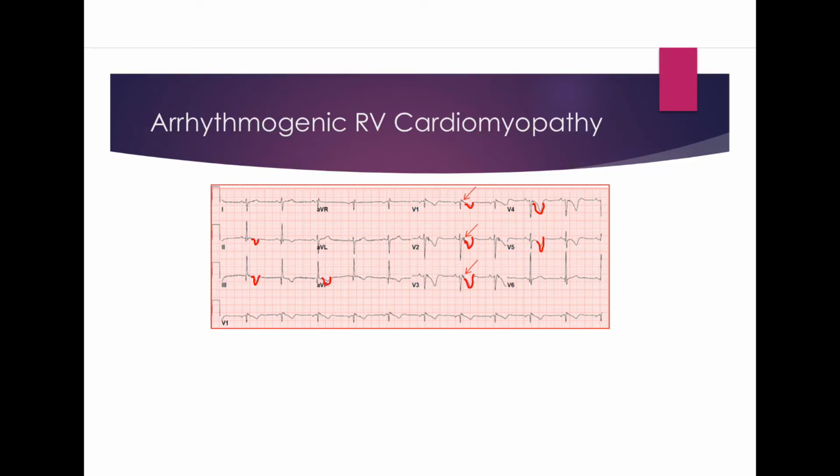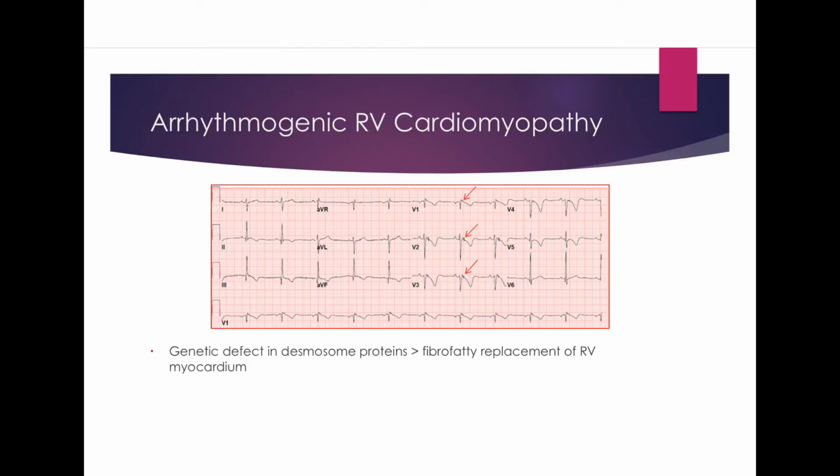And the arrows here, the red arrows, point to a small positive deflection just at the end of the QRS complex in V1, V2, and V3. These are called epsilon waves, and they're relatively pathognomonic for this condition, although it's a poorly sensitive finding.